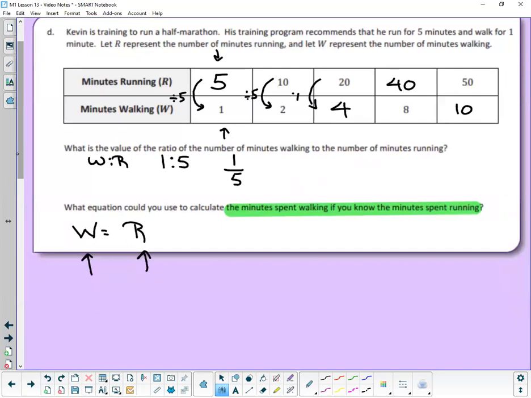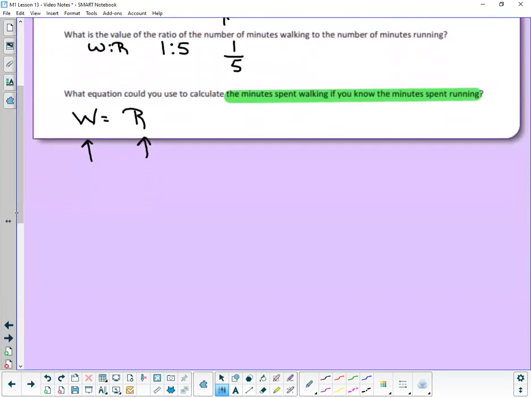There we go. So I'm dividing by 5. Here, 40 divided by 5 is 8. And here, I'm dividing by 5. Oh, another one, ugly 5. So it looks like I would take the number of minutes running and divide it by 5.